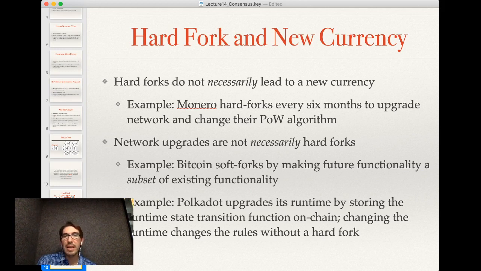And similarly, network upgrades are not necessarily hard forks. So Bitcoin does what's called a soft fork. It makes future functionality a subset of existing functionality, so that old nodes can continue working with the new blocks produced. Polkadot has an interesting system where the runtime state transition function, that is what explains the rules for how the blockchain works, is actually stored on chain. So you can change the runtime and the state transition function without causing a hard fork, because you're just modifying some of the code that's stored on the chain.